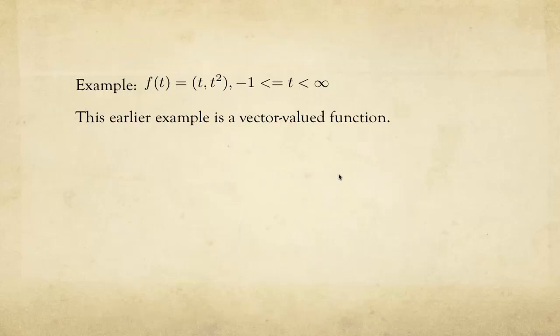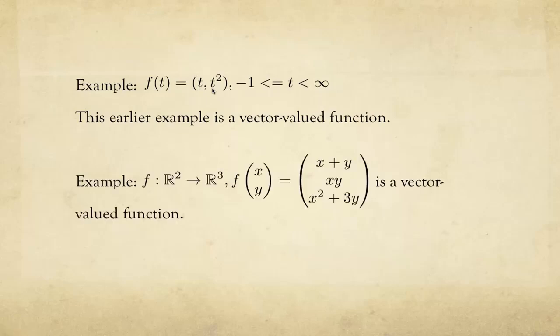So for example, this is a vector-valued function because again, the output is a vector. So this is f1 and this is f2. It will be a two-component function f. This is also a vector-valued function. There are three components, f1, f2, f3.